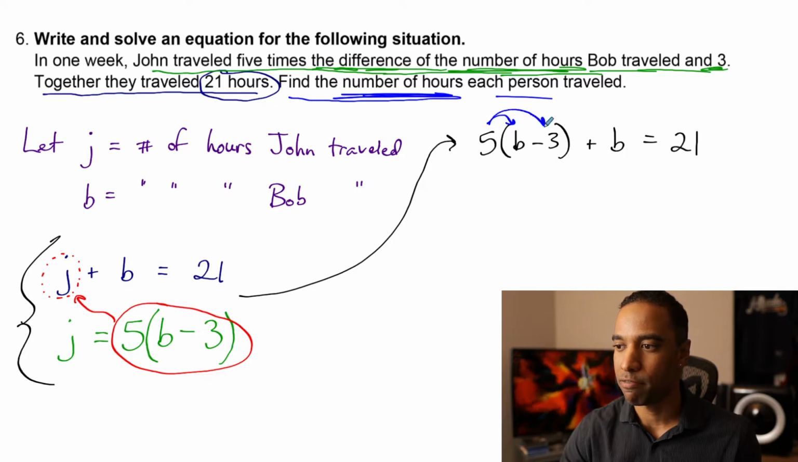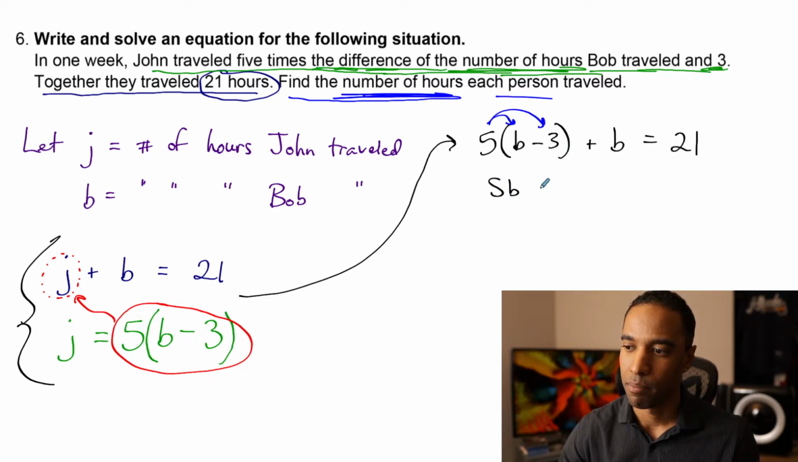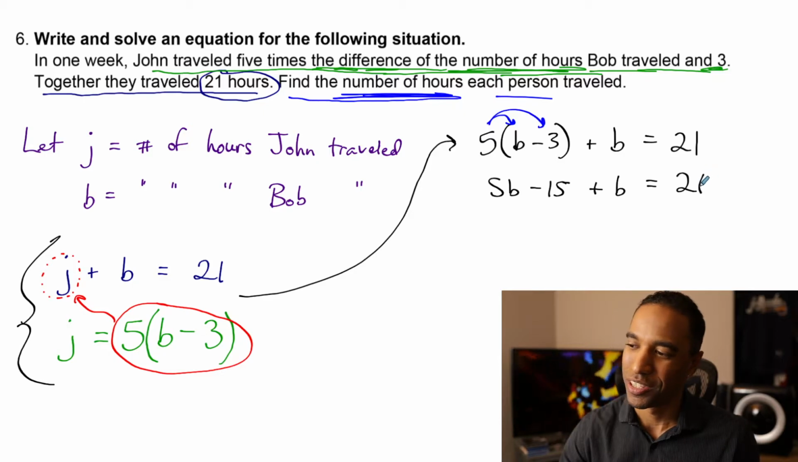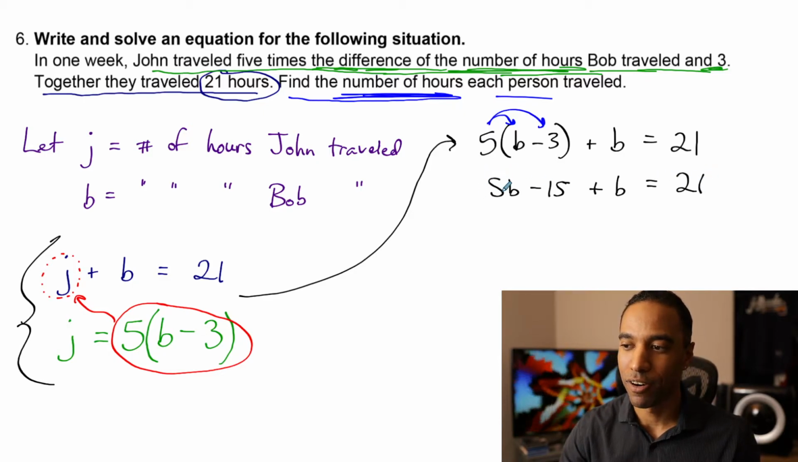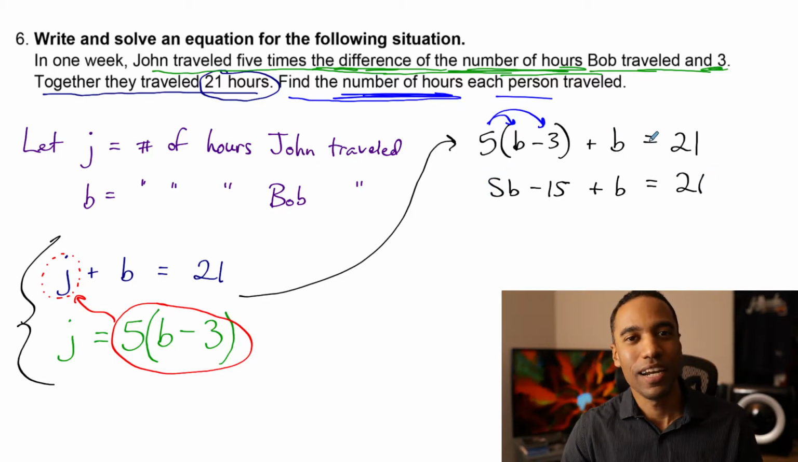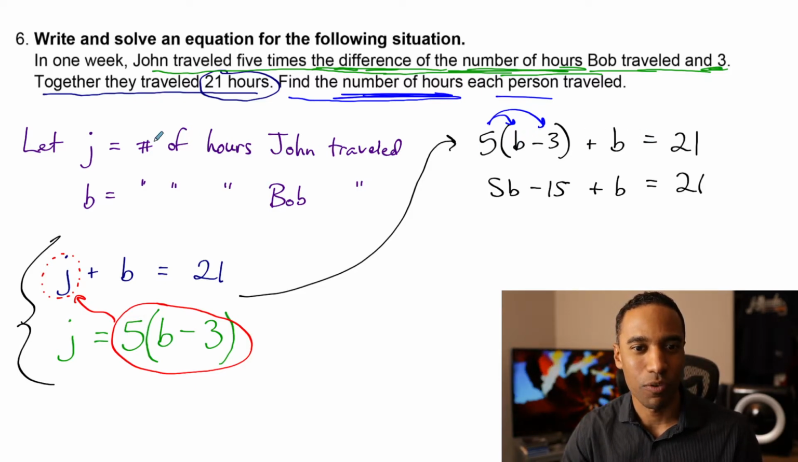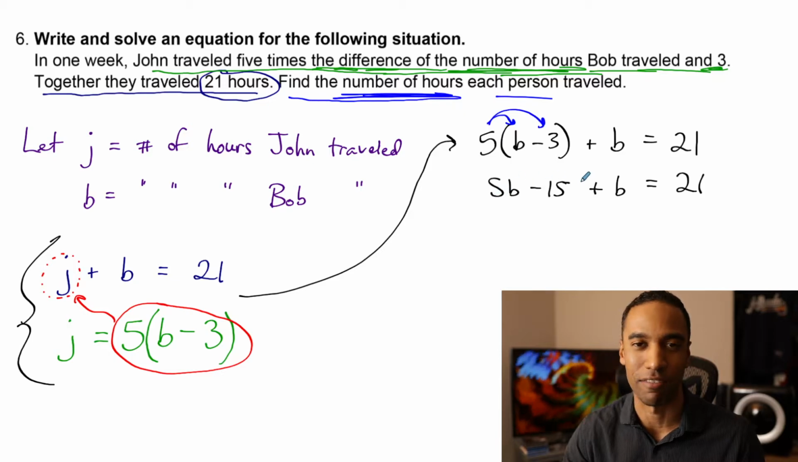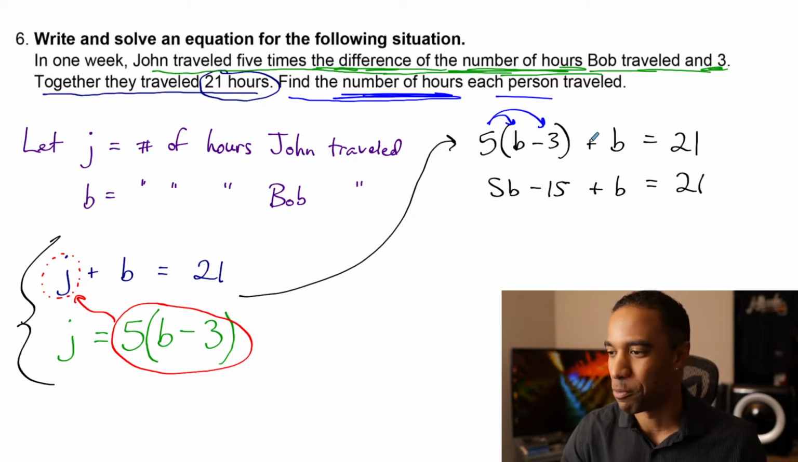5 times b, 5 times negative 3. We're going to get 5b minus 15. And don't be one of those people. I sometimes have students who will go, is that a 5 or an S? Where did an S come in this equation at any one point? There's no S's here. I have j and b. I never had an S. That's a 5. Sorry that I can't write 5s the same way all the time.